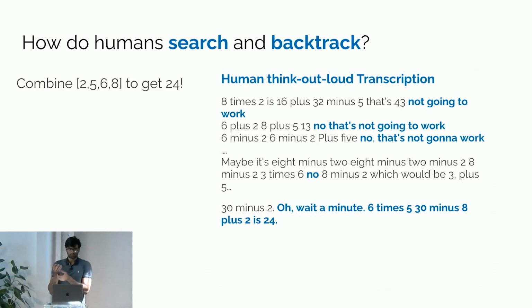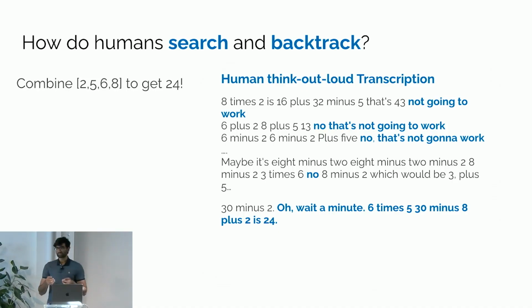So how would a human actually go about solving a problem like this? This is work from another group of people in Noah's lab, where they transcribed human think-out-loud transcriptions solving the game of countdown. And we can see stuff highlighted in blue. Humans are able to do math, but they're also able to do these metacognitive verifying steps. As we can see here, this human tries something, realizes it's not going to work, goes back and goes forth until they get to the result, which is 6 times 5 minus 8 plus 2, which is 24.